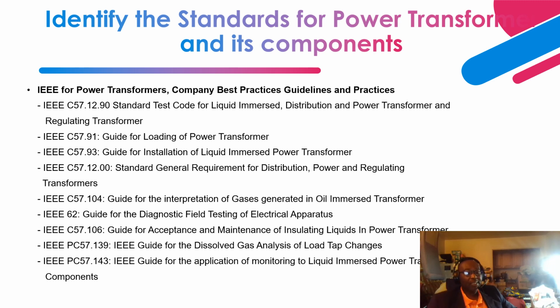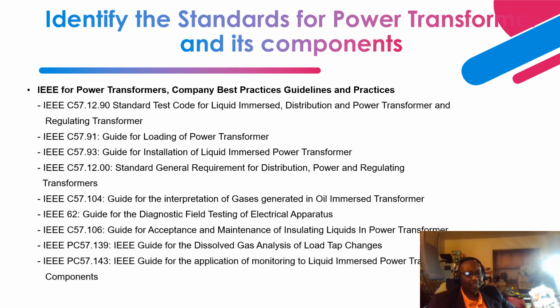Next is IEEE 62, which is a guide for performing diagnostic field testing. It tells you all the testing parameters that you're supposed to perform on the power transformer and any other electrical apparatus. Next is IEEE C57.106. This tells you the testing on acceptance of insulating liquids in power transformer.